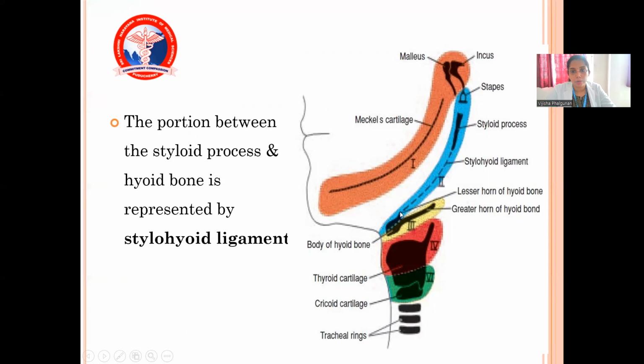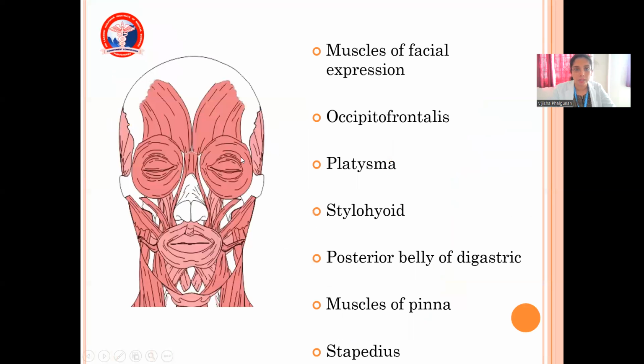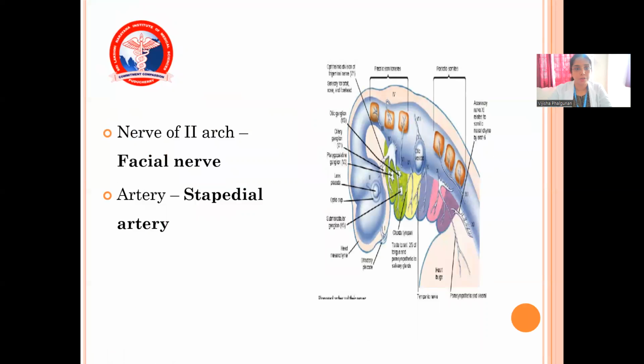So this is the stylohyoid ligament. This is the hyoid bone. This is the styloid process. The ligament connecting the styloid process and the lesser cornu of the hyoid bone is the stylohyoid ligament. The muscles belonging to the second arch are the muscles of facial expression. You have plenty of muscles in the face: occipitofrontalis, platysma, stylohyoid, posterior belly of digastric, muscles of the pinna, and stapedius. All these muscles are derived from the second arch.